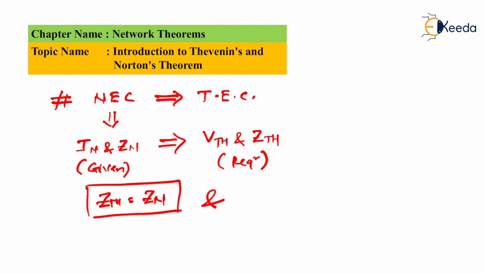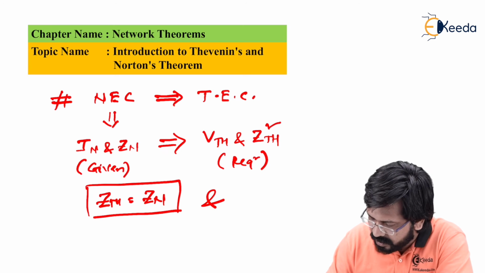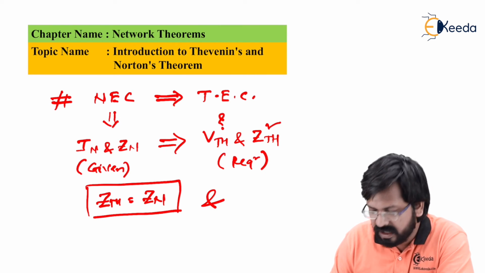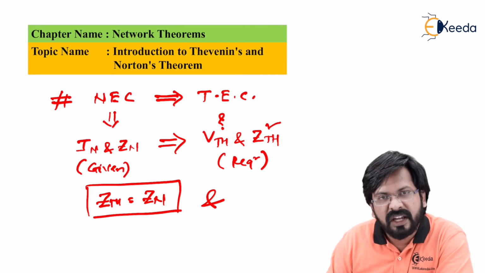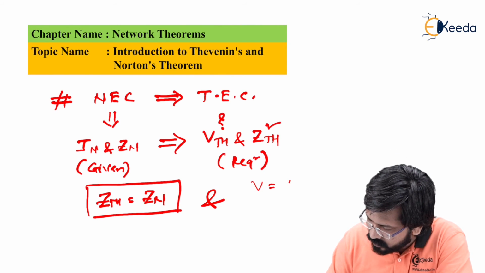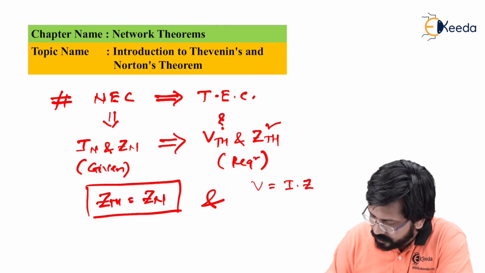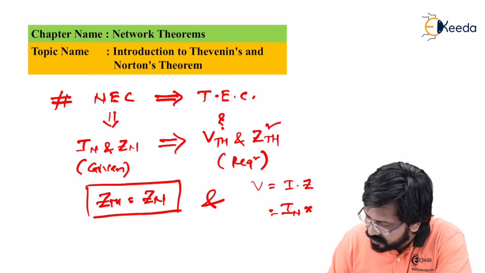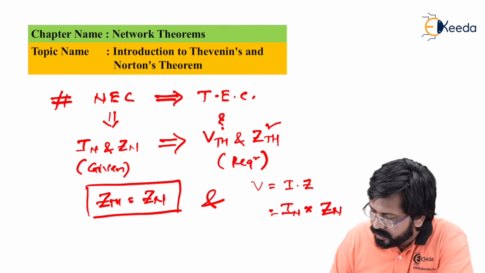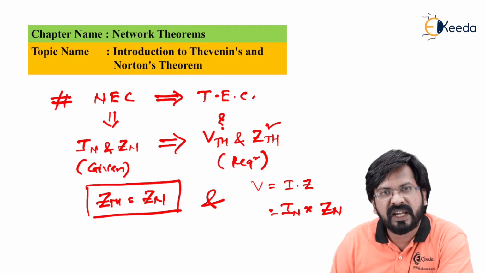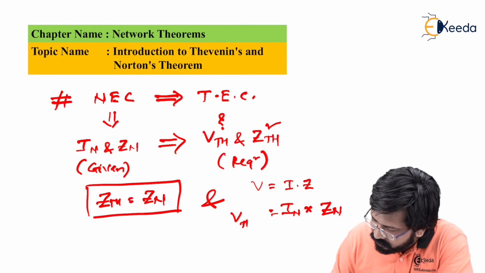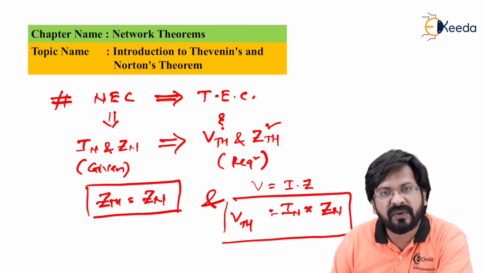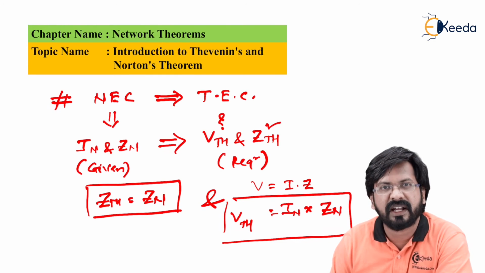Whereas now that Zth we have obtained, the question mark is on VTH. Now IN and Zn are given. In general by Ohm's law, I can say that V is equal to I times Z. Suppose I replace this I with IN and Z with Zn, then the product of IN and Zn naturally gives me voltage, but this time the voltage will be VTH. So this is how we get values of VTH and ZTH if IN and Zn are given to us.